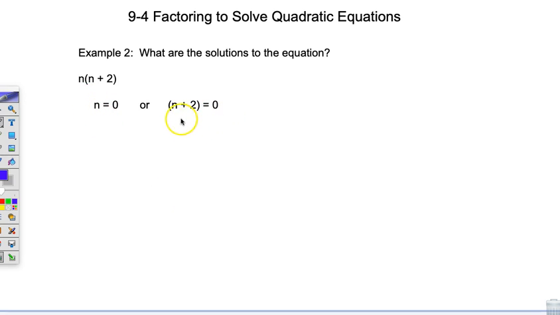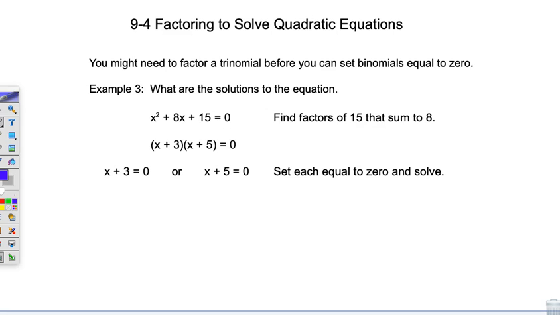For this one, we're just going to subtract 2 on both sides, and we get n is equal to -2. So for this particular answer, we're going to have 0, comma, -2. Now it doesn't matter what order you put these in MyMathLab for your answer, just as long as you do separate them with a comma.